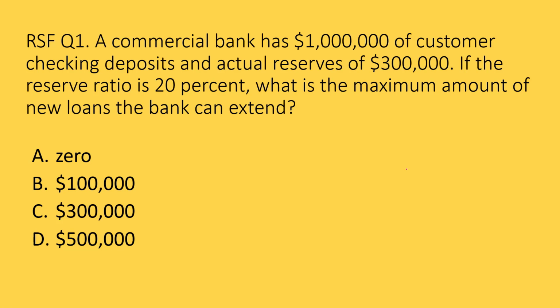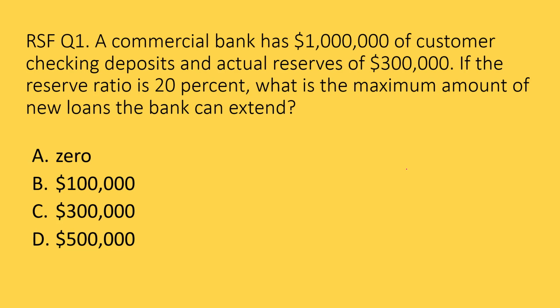So the first question says a commercial bank has $1 million of customer checking deposits and actual reserves of $300,000. So they have a total of $1 million being deposited with the bank, and of that $1 million, they are holding on to $300,000 either in their vaults or with deposits at the Fed. Now, if the reserve ratio is 20%, what is the maximum amount of new loans that this bank can extend?